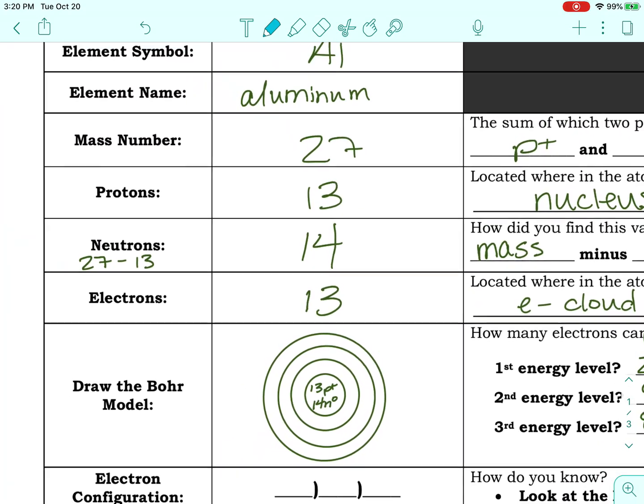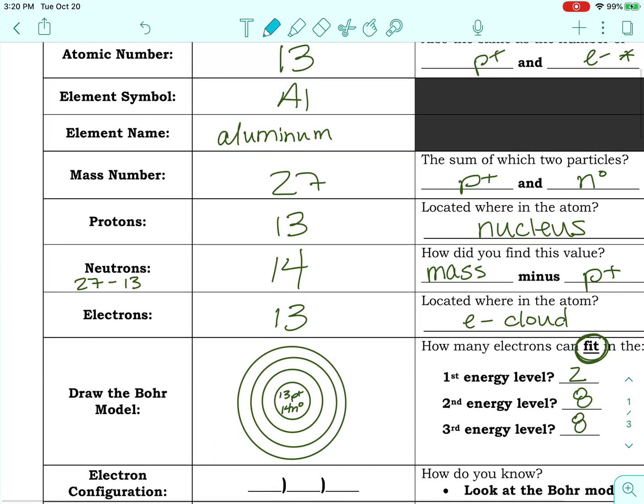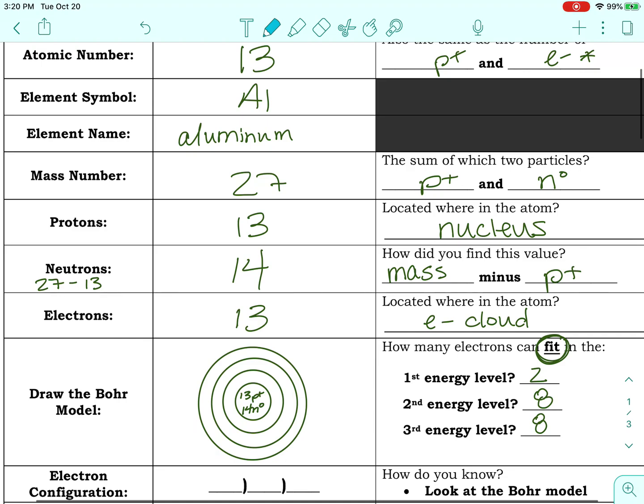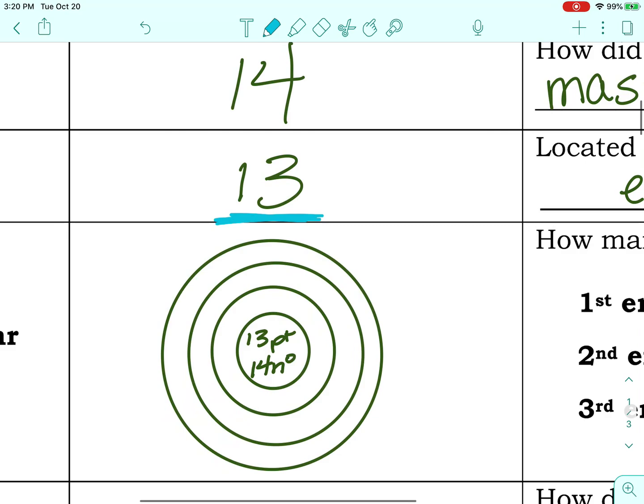Okay. So here's a hint for you. It says over here on the right, next to Bohr model, it says how many electrons can fit. So if you don't remember how many dots to draw or what you're supposed to be doing here, look over there. It says how many electrons. So we're taking our electrons, and those are what we're drawing around the Bohr model. So we need 13 dots.